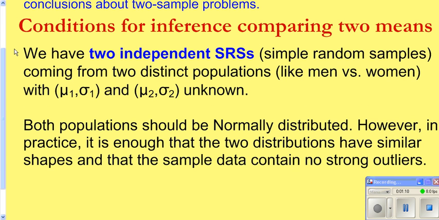Now, when you're dealing with that, you need to have two simple random samples from your population, could be like men and women, and you don't know the mean and standard deviation of either population. Now, ideally, both populations should be normally distributed. However, if they're for the most part the same shape with no strong outliers, we can go ahead and use the two-sample t procedures.